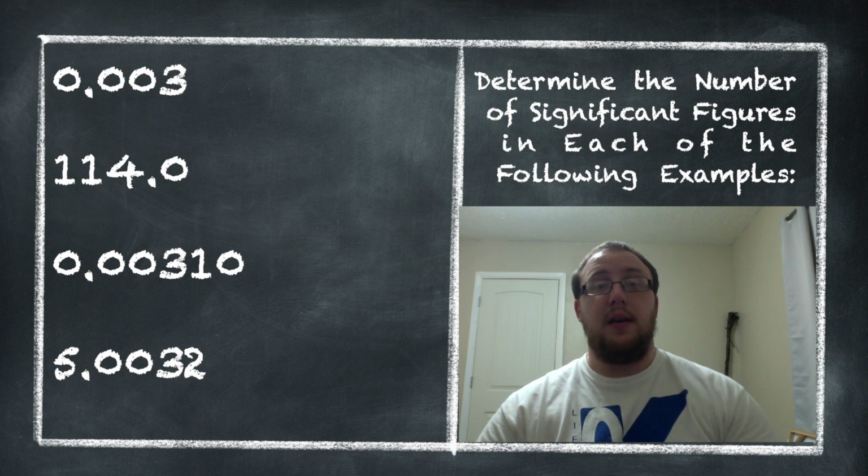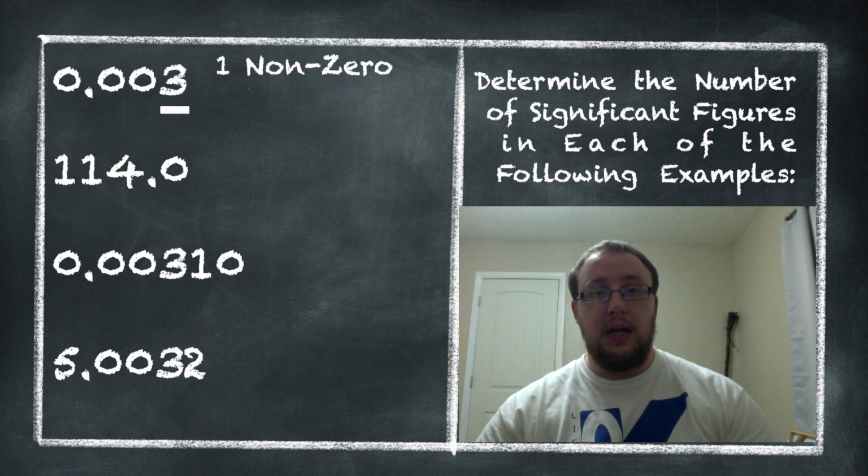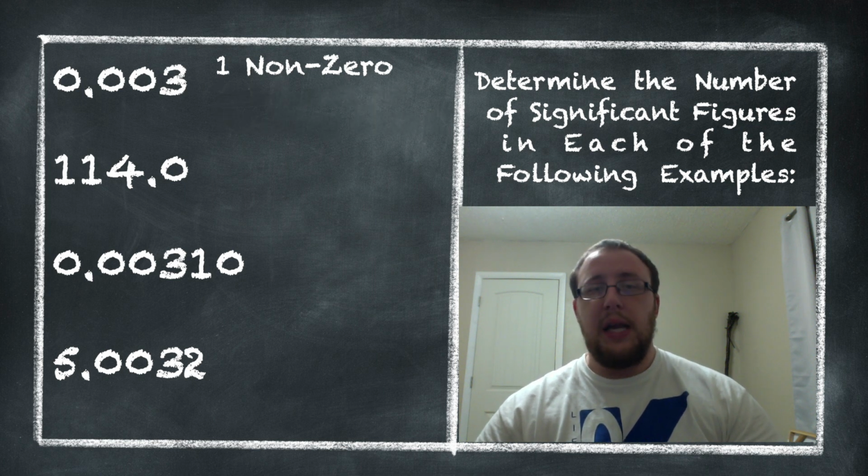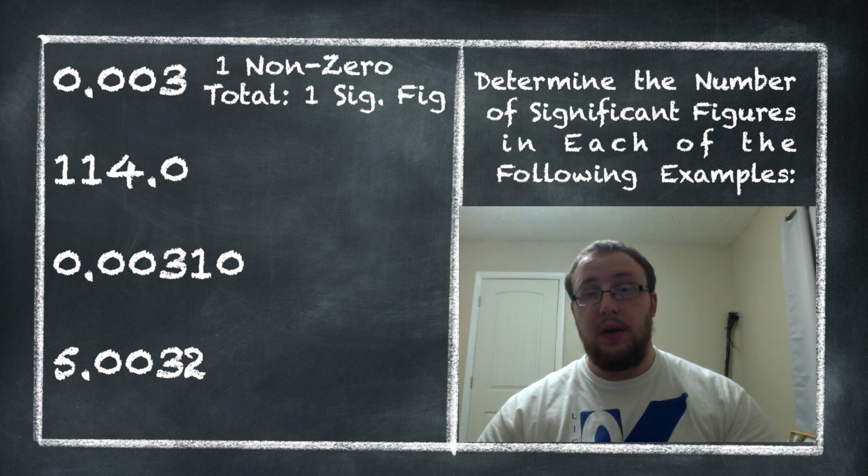Okay, so let's start with 0.003. When counting significant figures, or sig figs for short, we start with our non-zeros. So we have 1 digit that is a non-zero, or one that is not a 0. That would be our 3. Next, we look, do we have any sandwich zeros or trailing zeros? Though we do see a decimal place, there are no zeros after the last non-zero number. So we do not have to count those leading zeros. Now we add all the digits we got from our rules together and we get a total of 1 significant figure.